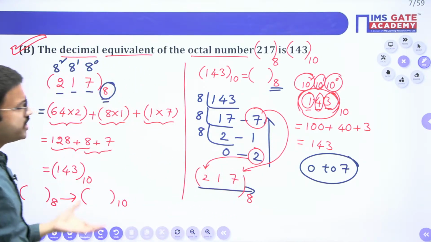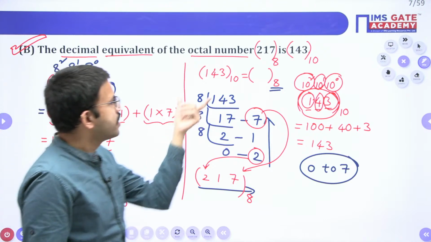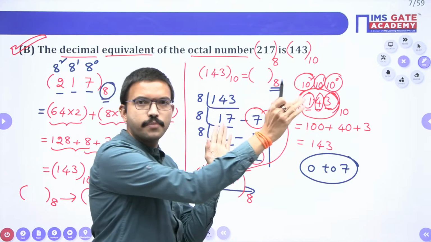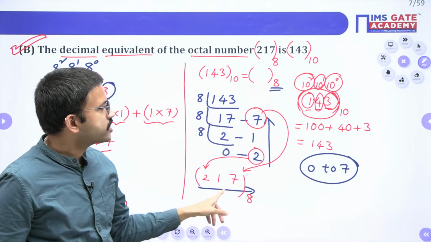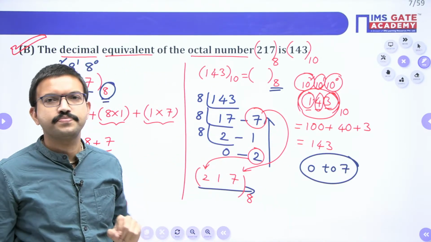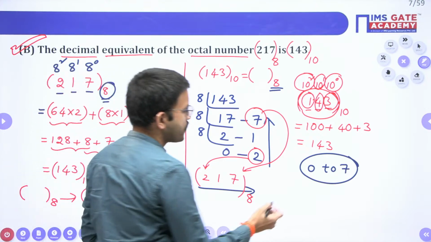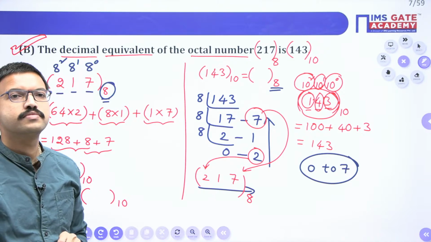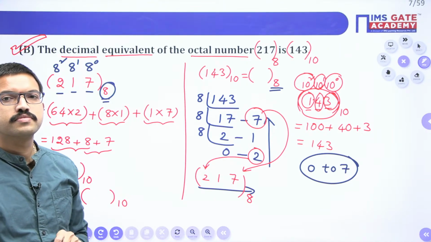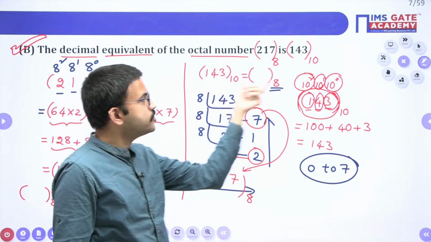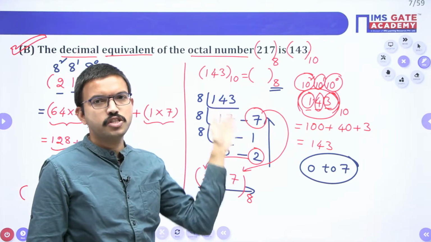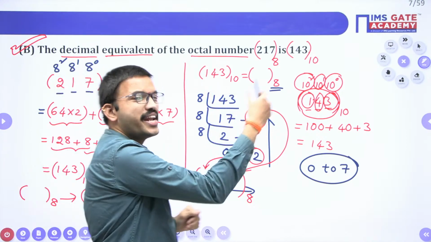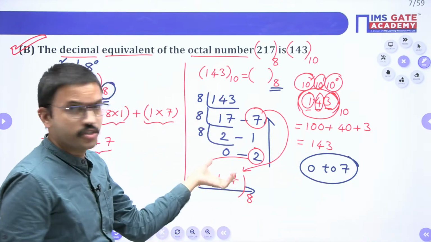Whatever approach you learned here, say for example, if a decimal number is there and they ask to convert it into binary, what will you do? You will follow the same process with which number? If you want to convert decimal into binary, you will perform repeated division with 2, right? In the same way, you can convert a decimal number into any other number system, following the same approach.